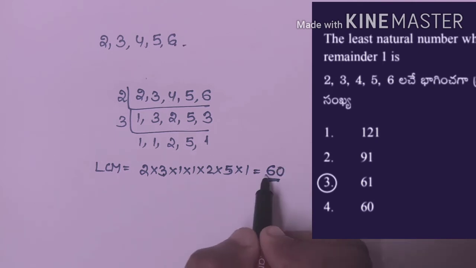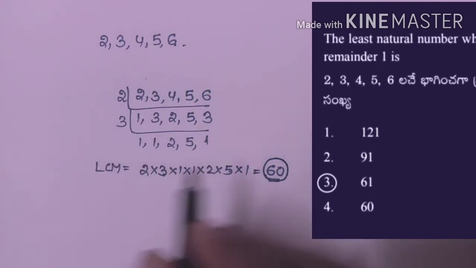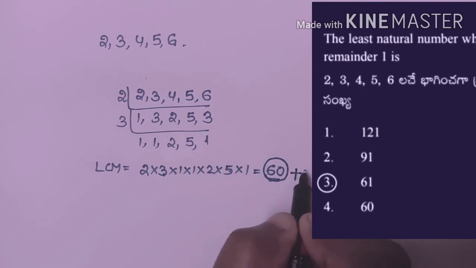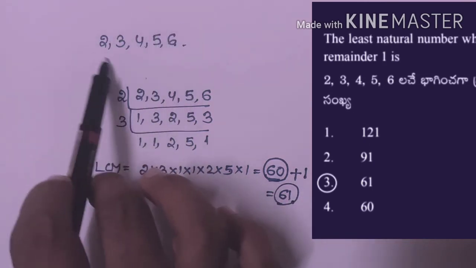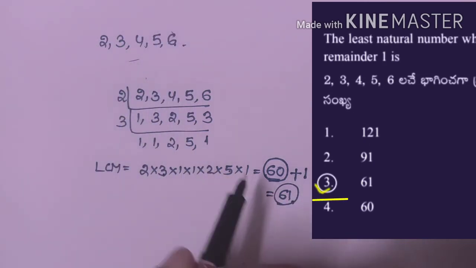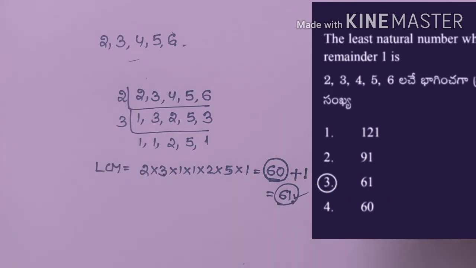So this is the least natural number that is divisible by all these numbers. Now we want the number that leaves the remainder 1, so we take the number as 60 plus 1, that is 61. Now 61 is the number that, when divided by all these numbers, leaves the remainder 1. So the answer is the third option.